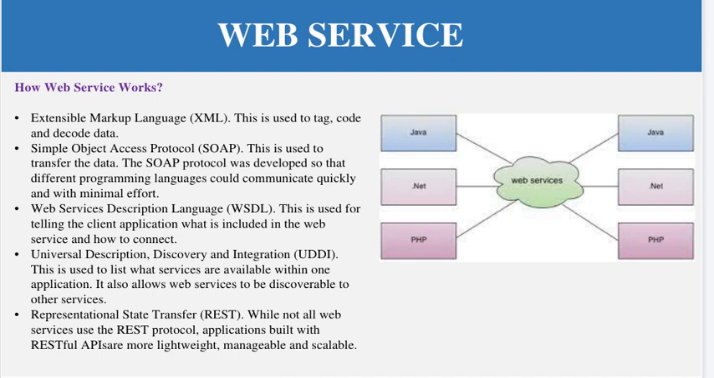Then Universal Description, Discovery and Integration, UDDI. This is used to list what services are available within one application. It also allows web services to be discoverable to other services. Then Representational State Transfer, REST. While not all web services use the REST protocol, applications built with a RESTful API are more lightweight, manageable and scalable.